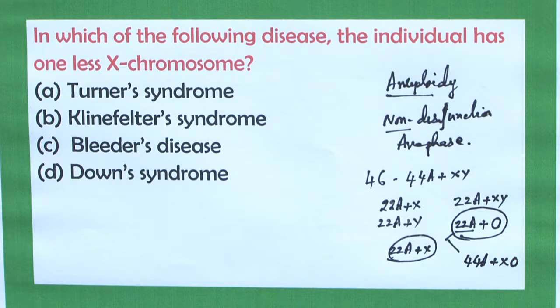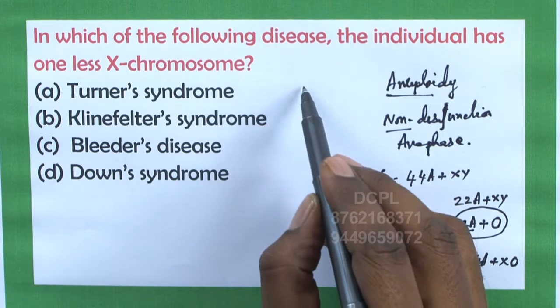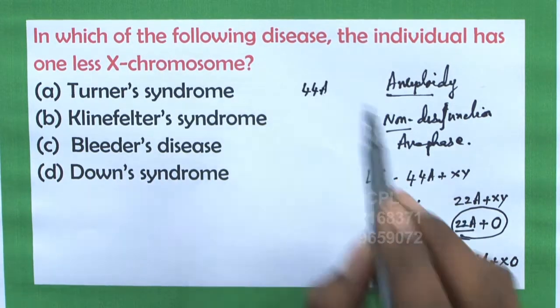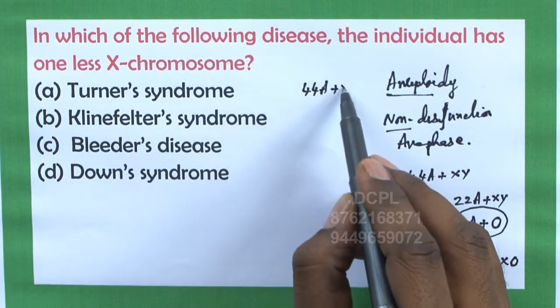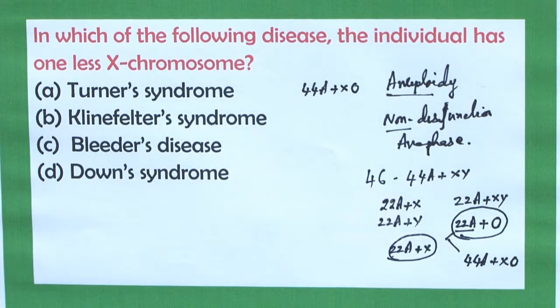Now, based on this, let us see one question. In which of the following diseases does the individual have one less X chromosome? Let us see option A, Turner syndrome. In Turner syndrome, the individual has normal autosomes, that is 44 autosomes, and only one X chromosome; the other X chromosome is absent.